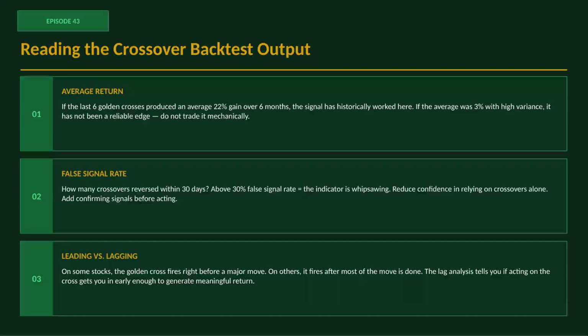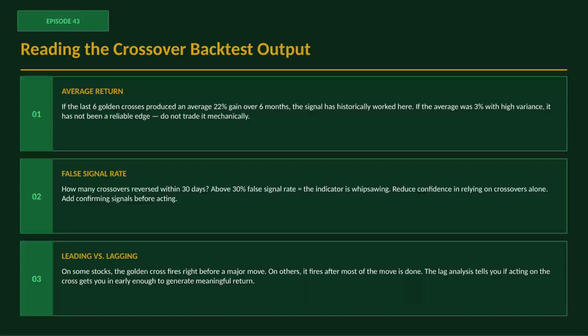False signal rate. How many crossovers reversed within 30 days? A high false signal rate, more than 30%, means the indicator is whipsawing in the current volatility environment for this stock. That should reduce your confidence in relying on the crossover alone.